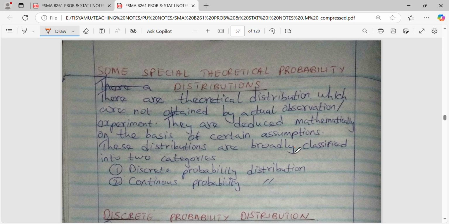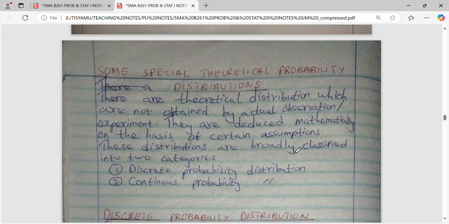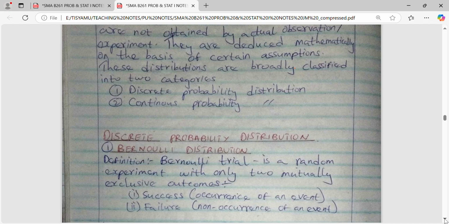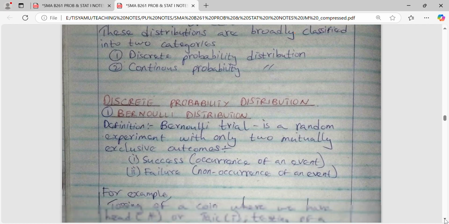Welcome to this tutorial. In this class we are going to look at special theoretical probability distributions, which are classified into two. We have discrete probability distribution and continuous probability distribution. So let's begin by looking at discrete probability distribution. Here we are going to look at the first one, which is Bernoulli distribution.